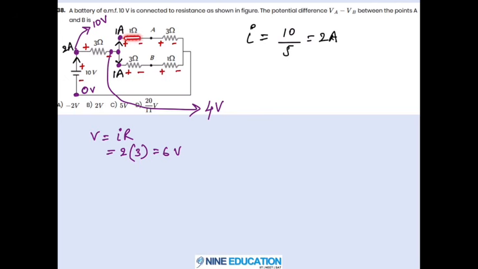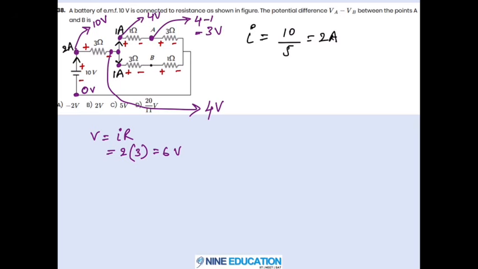Now look at this resistor. Current is flowing like this, and what is the potential drop across this resistor? Again, Ohm's law, I into R. Current is 1 ampere and resistance is 1 ohm. So 1 into 1 is 1. So the potential drop from here to here is 1 volt. And you know that the potential here is 4 volt and the drop is 1 volt. So the potential at A will be 4 minus 1, that is 3 volt.